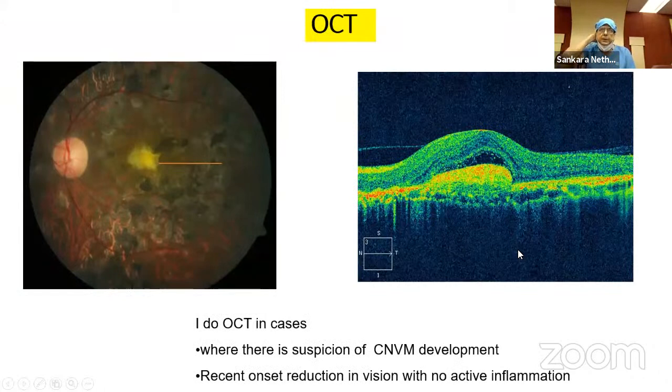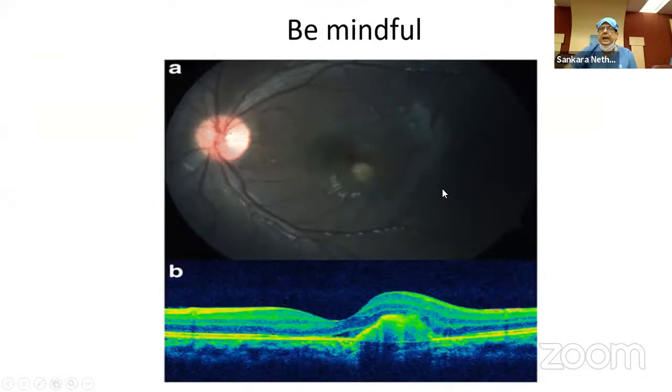So what is very important in any case of suspicion of CNVM, optical coherence tomography is of paramount importance. When there is a recent reduction in the vision, metamorphopsia with no active inflammation, you should think of choroidal neovascular membrane, which is picked up by the OCT, the type 2 choroidal neovascular membrane. Here is another example of choroidal neovascular membrane, which can be very subtle, so we need to be very mindful of it.